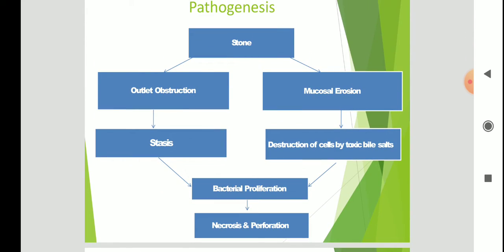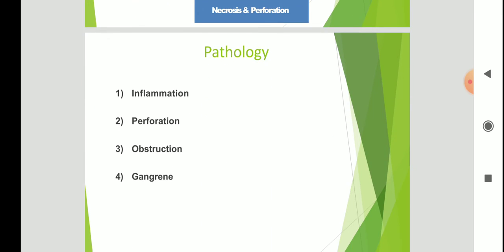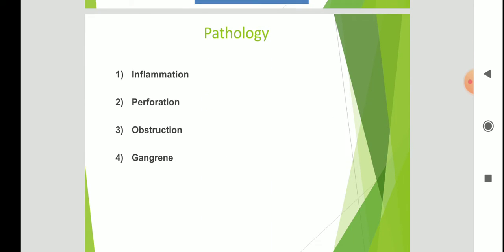Pathogenesis, there is a flow chart. The stone outlet obstruction causes stasis of bile, leading to bacterial proliferation, leading to necrosis and perforation. Another one is mucosal erosion, destruction of cells by toxic bile salts. Coming to the pathology, what happens in cholecystitis? There is inflammation, perforation, obstruction, and finally gangrene formation.